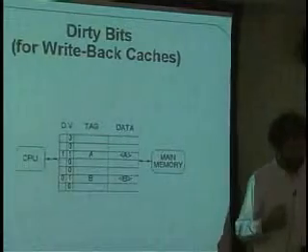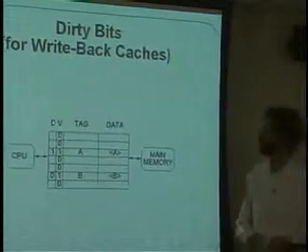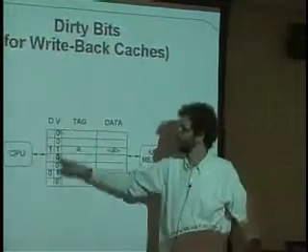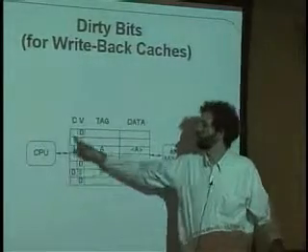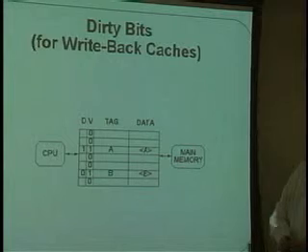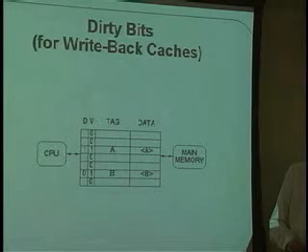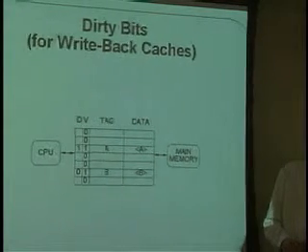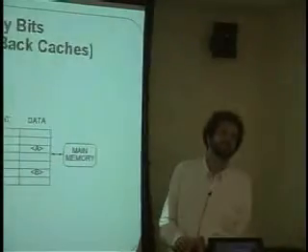Now, in order to try to speed this process up, some of the techniques that are used are what's called the dirty bit in the cache. And so this is yet another column. We already talked about the valid column in the cache. Now we're going to talk about the dirty bits. What a dirty bit means is that the item in the cache is different than the item in the main memory. In other words, it has been written after it was first read.